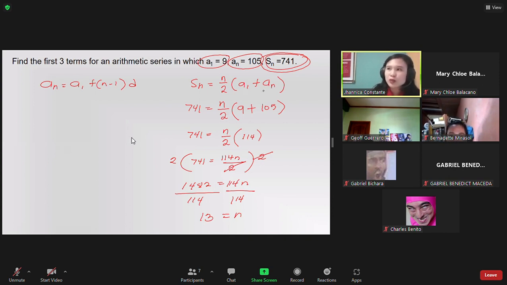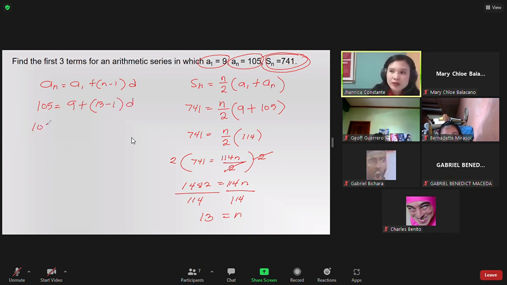So that means the total number of terms that we have in our sequence is 13. So to solve for the first three terms, we need to find the common difference between each term. Since meron na tayong value ni n, we can use this formula to solve for d. So our nth term is 105. First term is 9. Value of n that we have is 13 minus 1 times d.